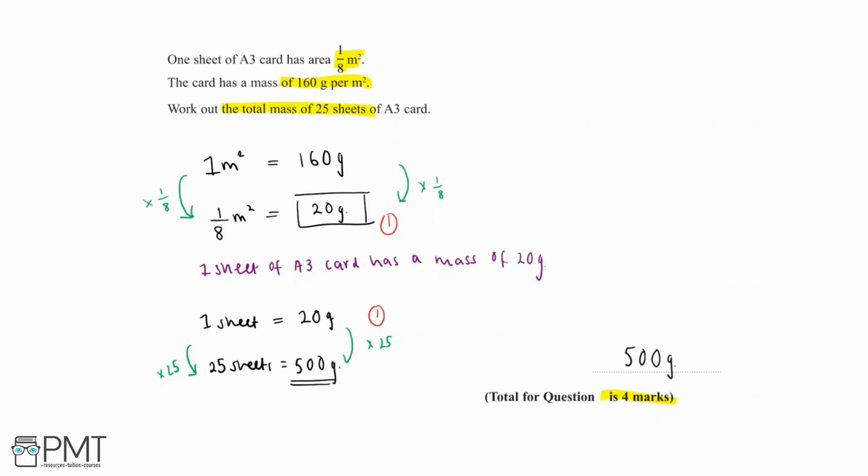The third mark is for getting the correct answer of 500. And finally, that fourth mark is for getting the correct unit, which in this case is grams. And like we said earlier, it's really important to make sure that we don't forget the units. And so we've now achieved the 4 marks needed to get full marks in this question.